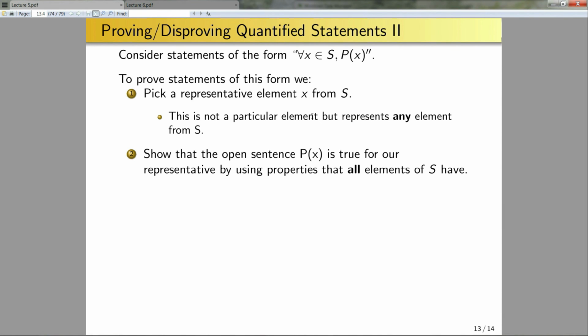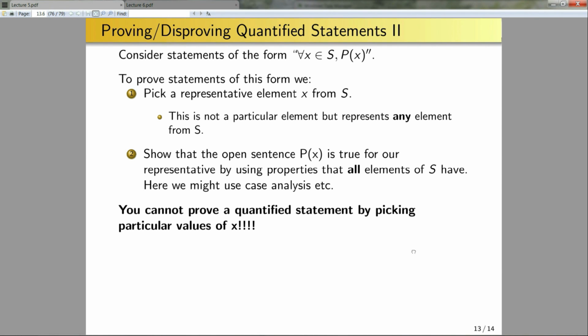Here, in proving these statements, I might use case analysis or many of the other techniques that I discussed before. So in conclusion, you cannot prove a quantified statement by finding a particular value for x. It needs to be true for all of the values of x. Thus, why we say for all, right?